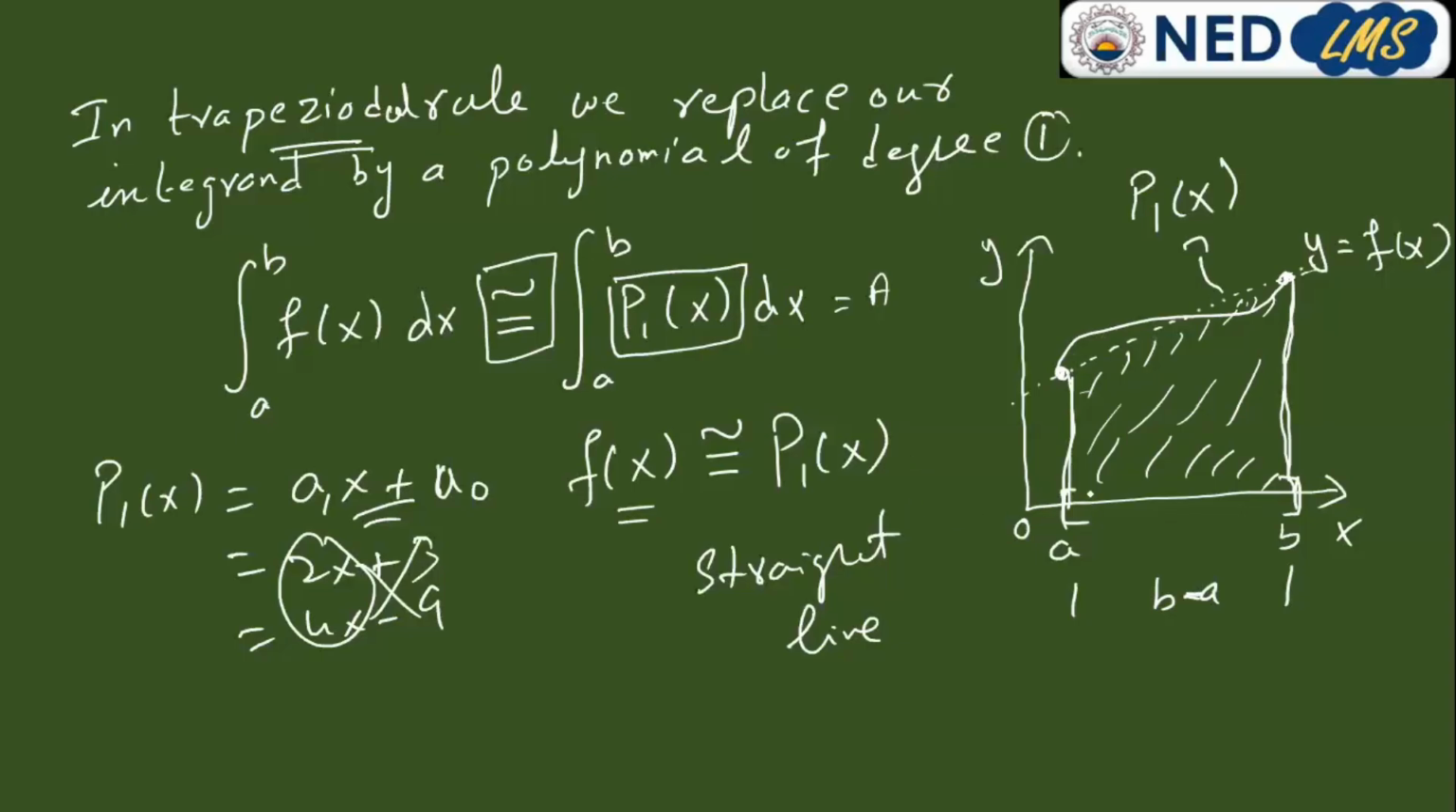So let's think about how we can compute the area of this. This height from there to there is f of b, and this height from there to there is f of a. So this is f of b, f of a, f of b.